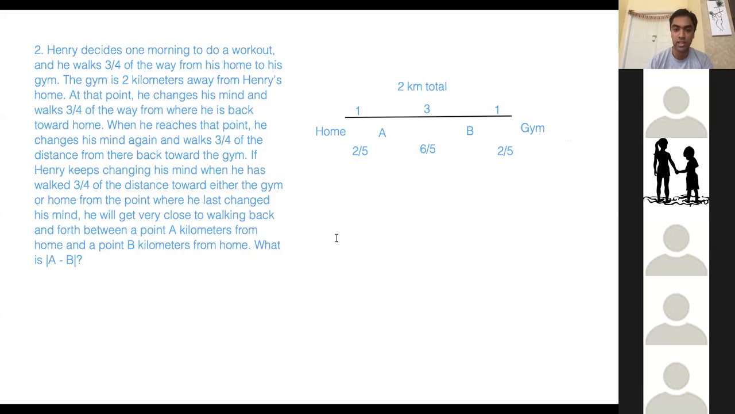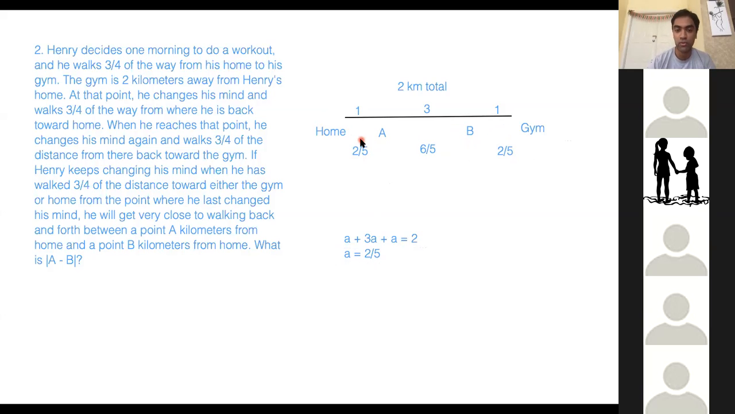So we can do this by saying, let's say A is 1 unit. So A plus 3A plus A is equal to 2 kilometers. So we get A is equal to 2/5. So then we can fill in this. This portion is 2/5. This is 6/5, and this is 2/5.